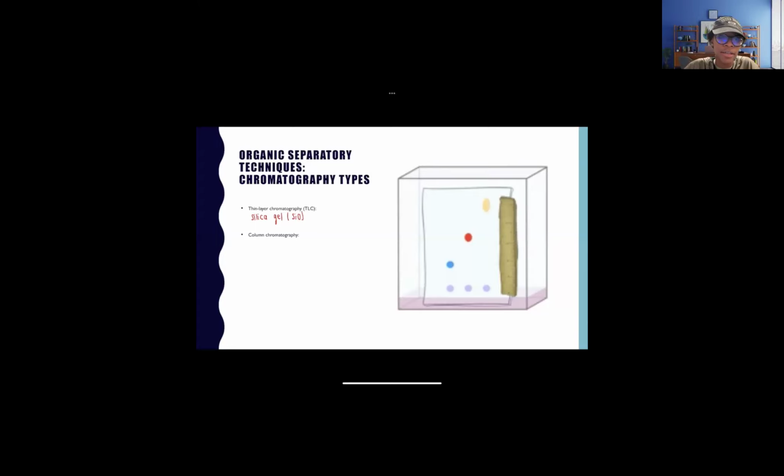And the solvent phase will travel up the plate. So the nonpolar solutes will have a greater affinity for the mobile phase and they'll travel higher up the plate. An example is this yellow dot, which is likely the most nonpolar. And polar solutes don't move as much.